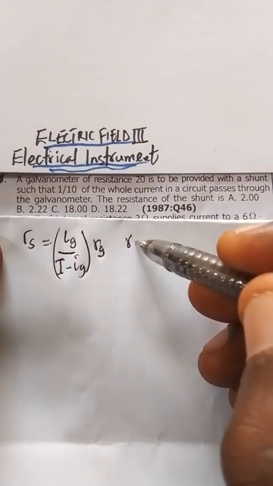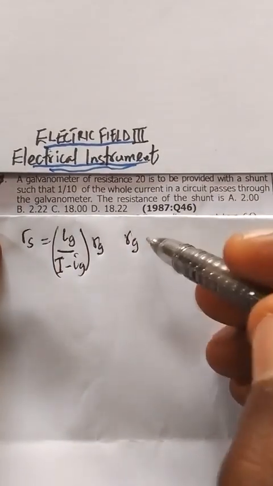Okay, next question. A galvanometer of resistance 20 ohms is to be provided with a shunt such that 1/10 of the whole current in the circuit passes through the galvanometer. The resistance of the shunt is, in short, we are looking for the shunt resistance. So Rg is already given to be 20 ohms.